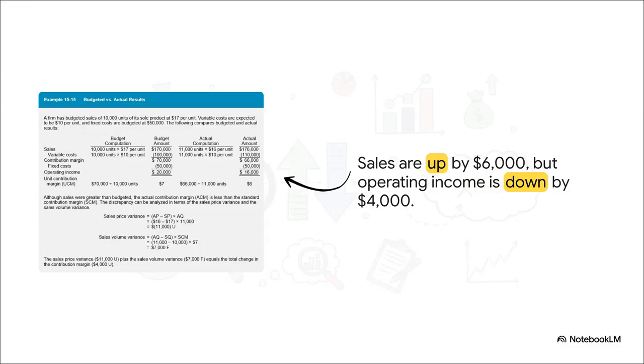Okay, take a look at this exact scenario. This company budgeted to sell 10,000 units and was hoping to make 20 grand in operating income. And the good news? They actually sold 11,000 units. Their total sales were up by $6,000. But, and this is a big but, their operating income dropped by $4,000. More sales, less profit. How in the world does that happen?